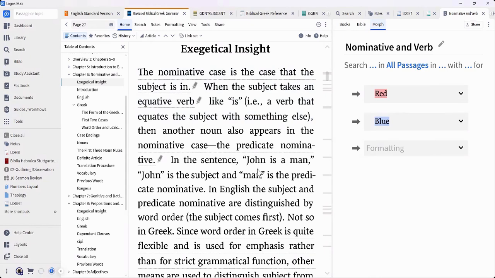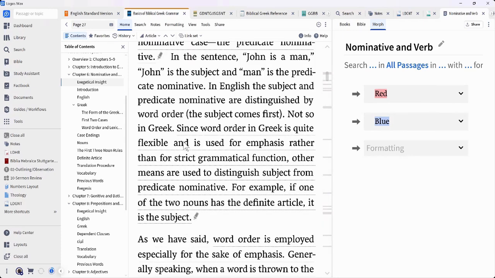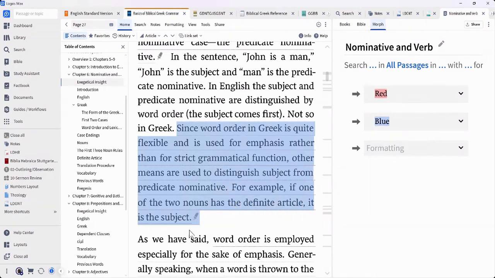So this is the way that we're going to search today: finding the subject of the sentence. I know it talks about the predicate nominative. We are not going to address that right now. We are going to address just the subject, and later on we would get into the predicate nominative. He makes a statement down here I want to talk about.